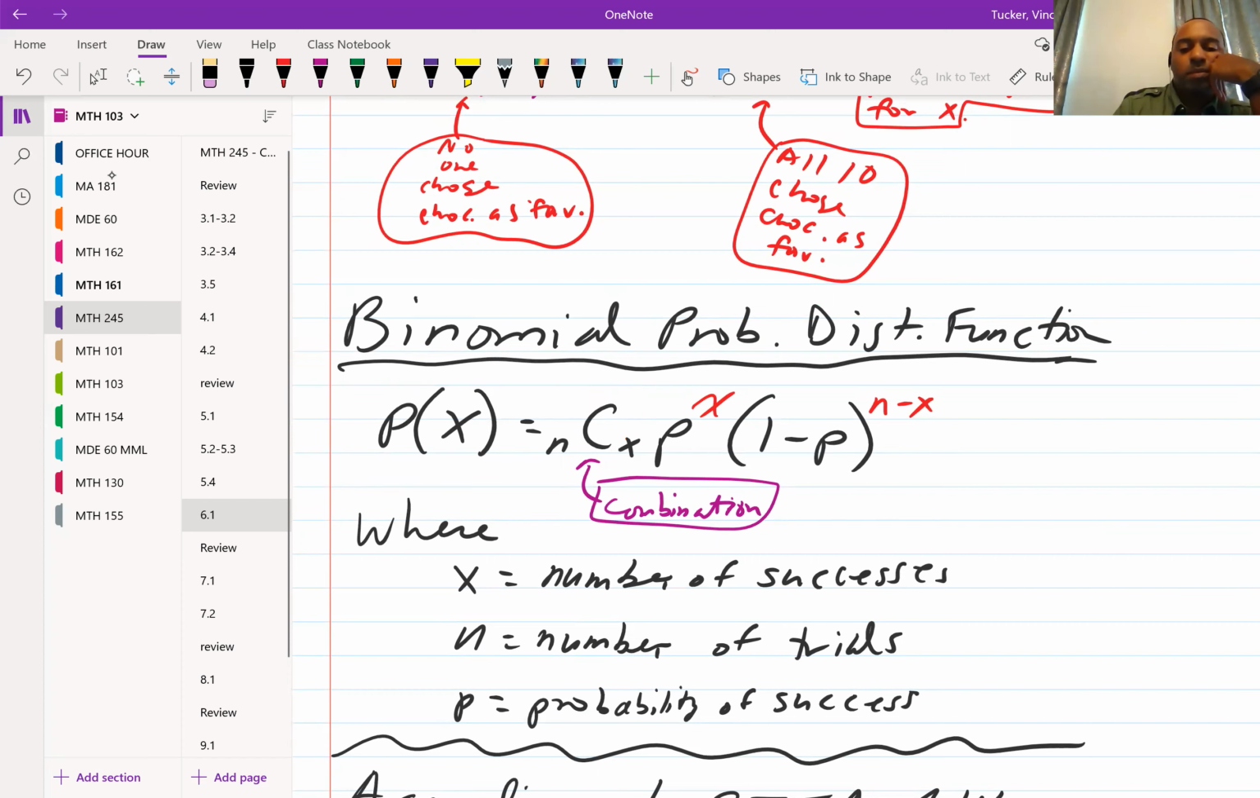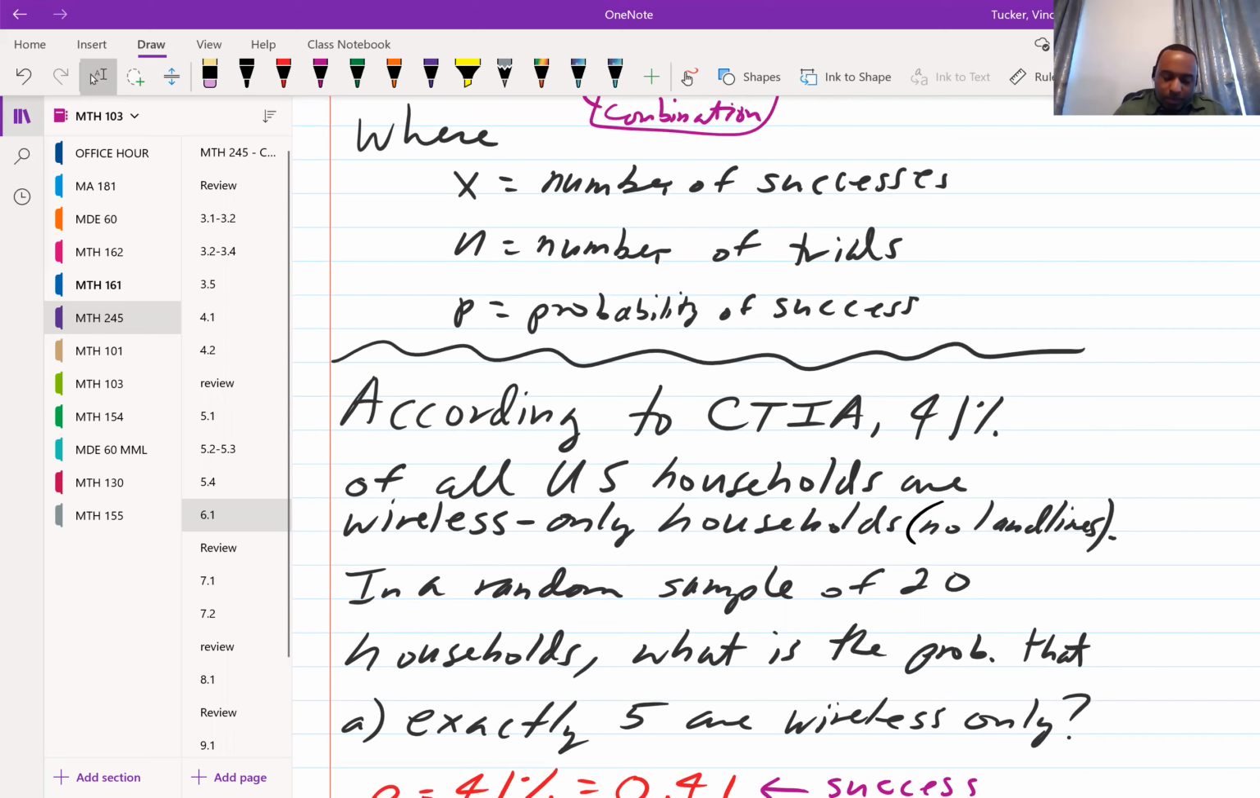All right. You scroll up, pretty good. All right. So according to CTIA, 41% of all US households are wireless only households. That means no landlines. In a random sample of 20 households, what is the probability that exactly 5 are wireless only?